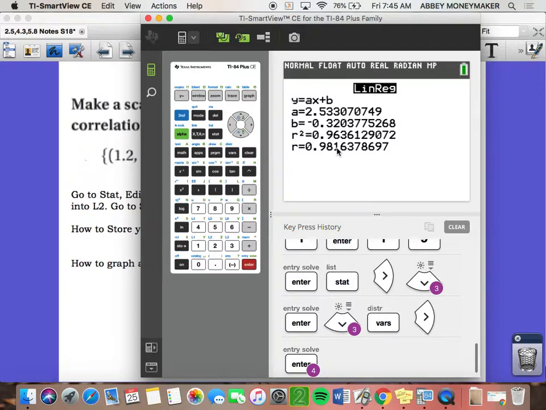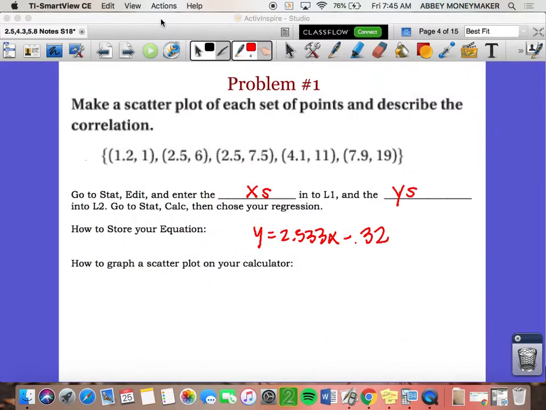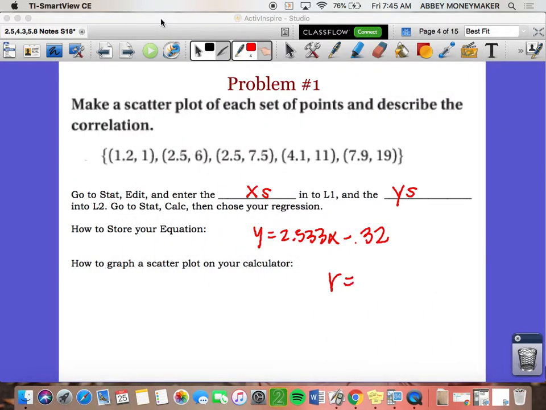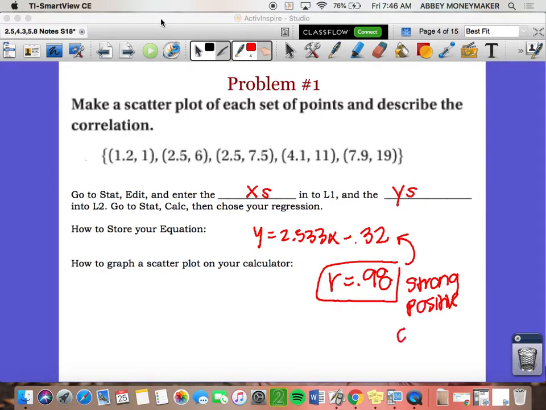So now we want to look at that R value. Remember, we're doing linear, so we want to look at the R. And we notice our R value is 0.98. So what does that say about our linear equation here? It is almost an exact fit. So remember, we want that to be closest to 1 or negative 1. So this would represent a very strong positive correlation.